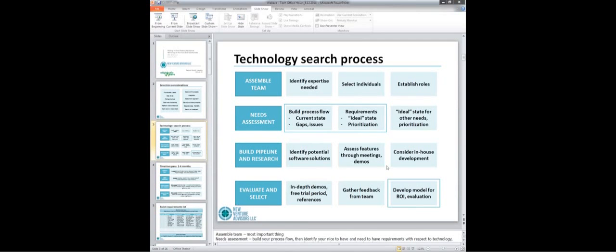Then there's the needs assessment, and you guys were all on the call. I keep referencing it, but I spent the bulk of the time talking about how you build out your process flow, and then think through, for each step in the process flow within your business, how you identify what the need to have and nice to have technology pieces are. And then also, going back to the previous page, what are your need to haves and your nice to haves for all the other criteria.